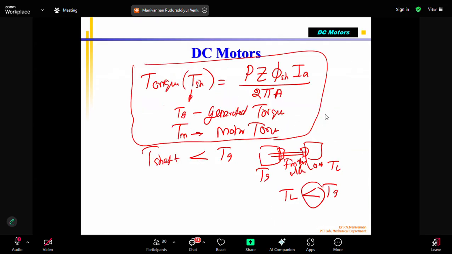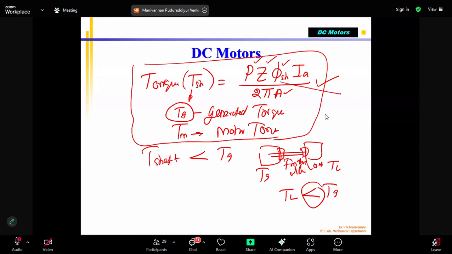Okay. So the torque produced in the shunt motor is governed by this equation. This is called the generated torque at the armature because of the repulsive force created by the two magnetic fields, the armature magnetic field and the field magnetic field. Already I told what this P means: the number of poles. A is the number of parallel paths. Z is the number of conductors. This is the field coil strength.